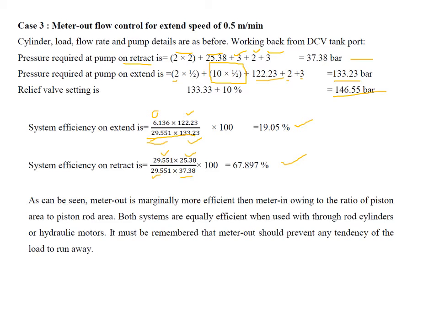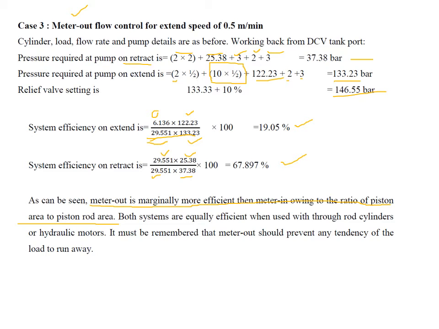So as we can see, meter out is marginally more efficient than meter in, owing to the ratio of the piston area to the piston rod. Because of this area ratio at the actuator, for a given arrangement, the meter out circuit is more efficient than the meter in circuit. Why? It is simply because of the pressure which is developed. In a meter in circuit, we are regulating the flow going inside the actuator, so naturally there is a drop in the pressure.